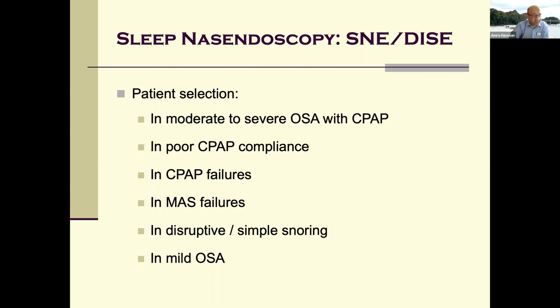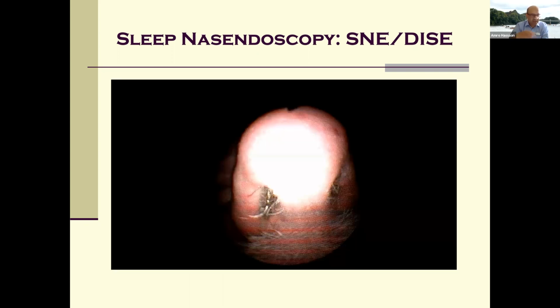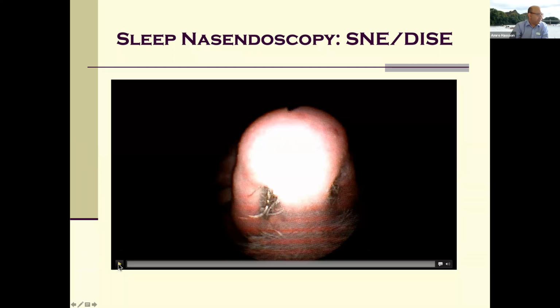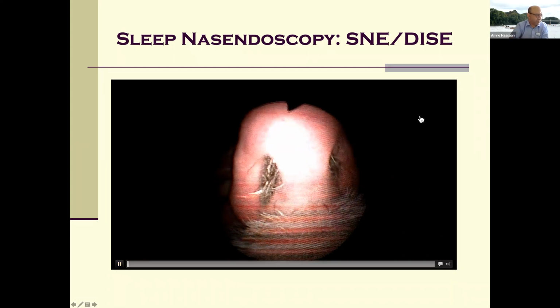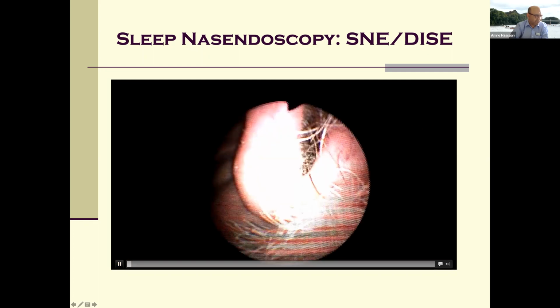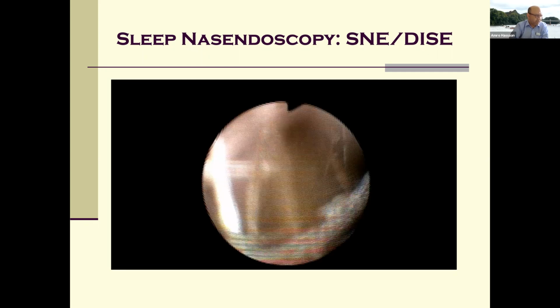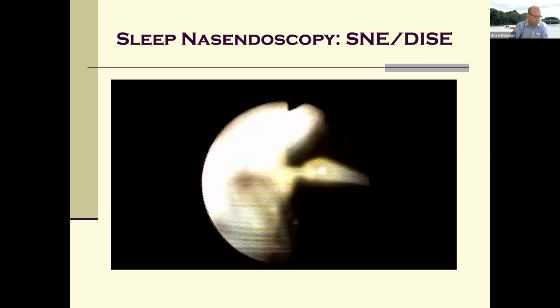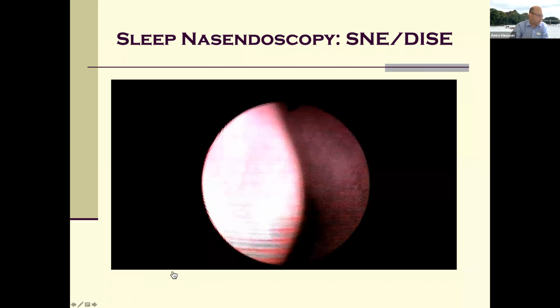In mandibular advancement splint failures, and remember, you can't use one if you've got a problem with dentition, or if you're claustrophobic, don't like things in your mouth, increased salivation, TMJ dysfunction, lots of pain. We even do it in disruptive and simple snoring in selected cases, being in mild obstructive sleep apnea. This is a gentleman where I show a sleep nasendoscopy or a sedation nasendoscopy. We're just going to go through this. So we go through the nose. Actually, I know where to take this to that works best.